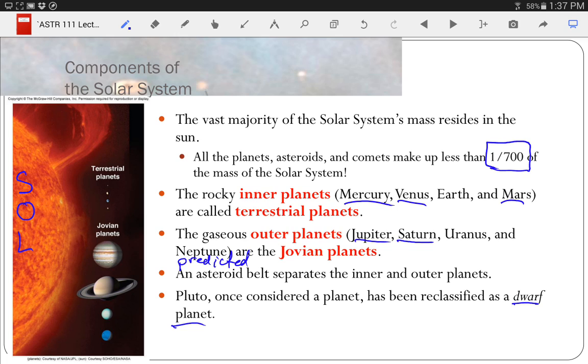Okay, besides those things, we have an asteroid belt. An asteroid belt that separates the inner planets from the outer planets. So the asteroid belt comes between the orbits of Mars and Jupiter. And then if we go out beyond Neptune, we have icy objects called trans-Neptunian objects, things that are beyond Neptune. Those icy objects include Pluto.